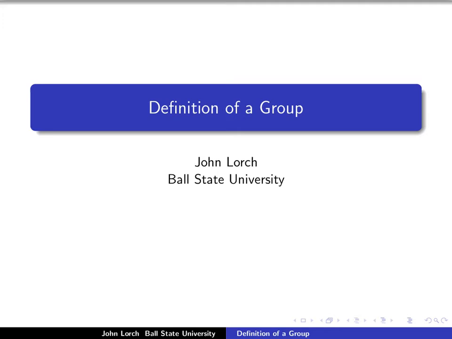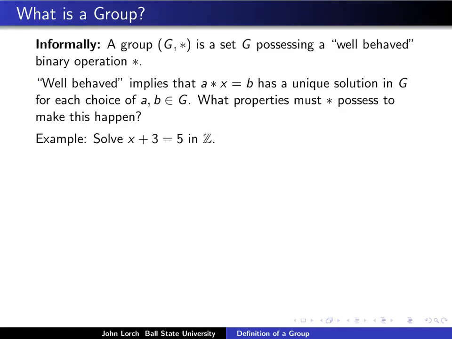Hi everyone. In this video we discuss the formal definition of a group. Informally, a group (G, star) is a set G possessing a well-behaved binary operation star. Now, eventually we're going to have to come to terms with what we mean when we say well-behaved.